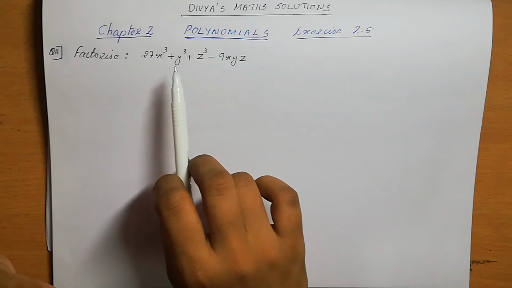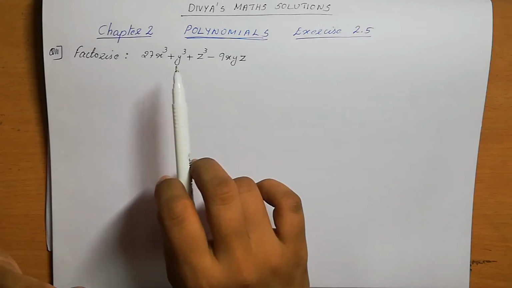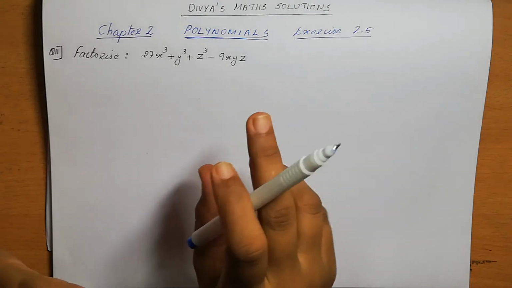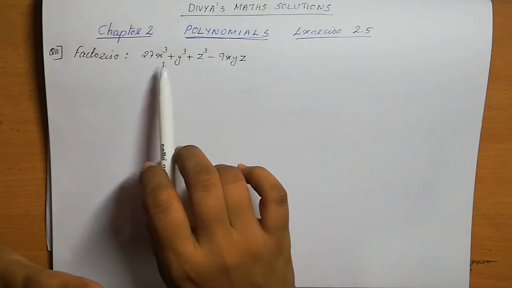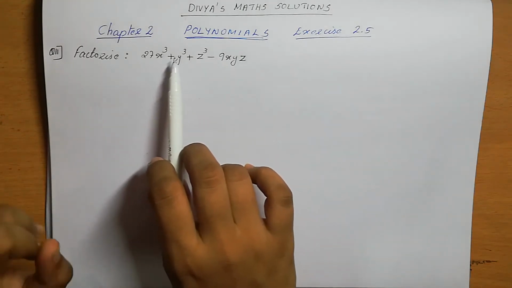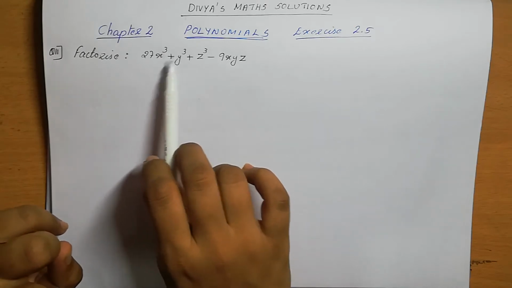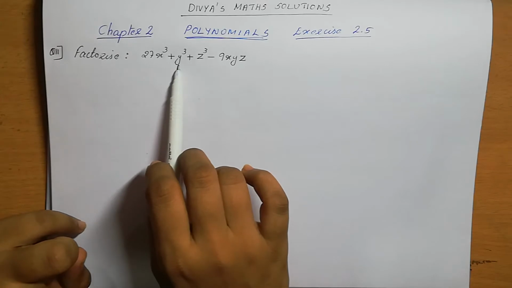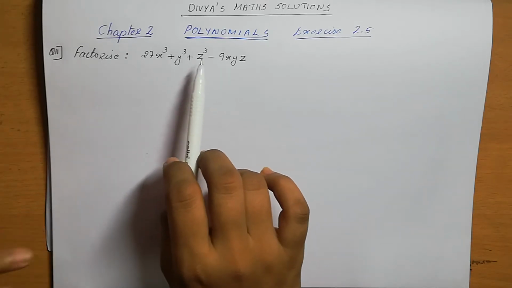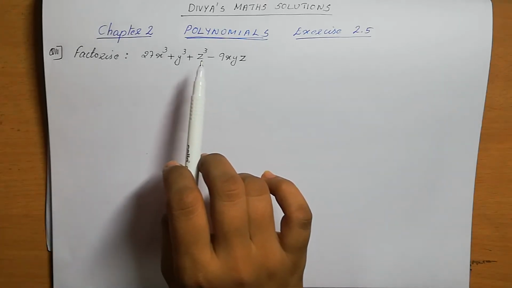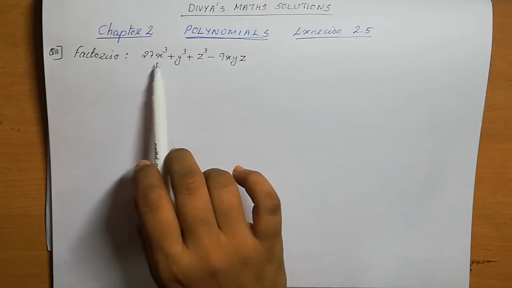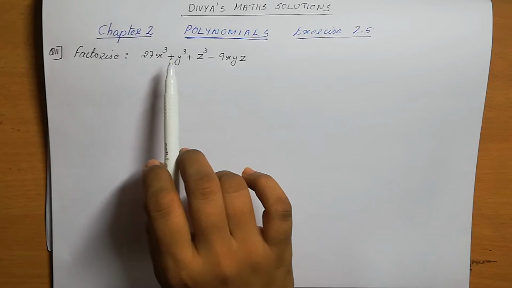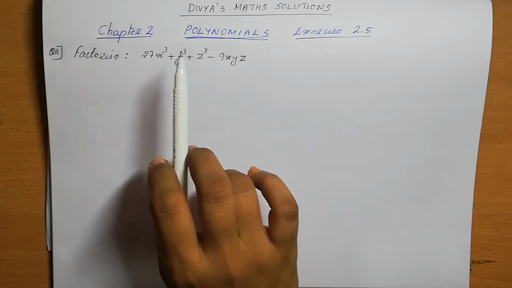Next we have a plus b the whole cube and a minus b the whole cube, then a cube plus b cube and a cube minus b cube, right? But in all those cases there are only two cube terms. Here we can see that three cube terms are there: this is one cube term, this is the second cube term, this is the third cube term. So if there are three cube terms, there is one identity: a cube plus b cube plus c cube minus 3abc. That is one identity that you should remember.